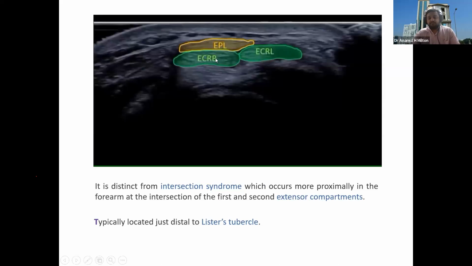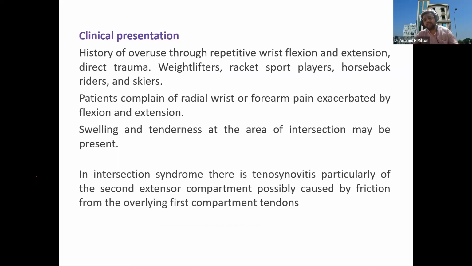Under this tendon is the second compartment, containing the extensor carpi radialis brevis and extensor carpi radialis longus, and above it is the third compartment, the extensor pollicis longus. The clinical presentation is almost the same, only the location is different; otherwise the clinical symptoms are almost the same.